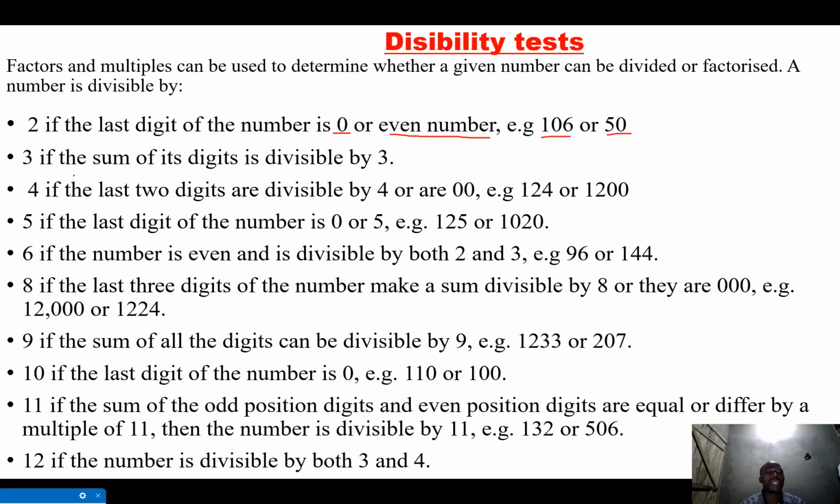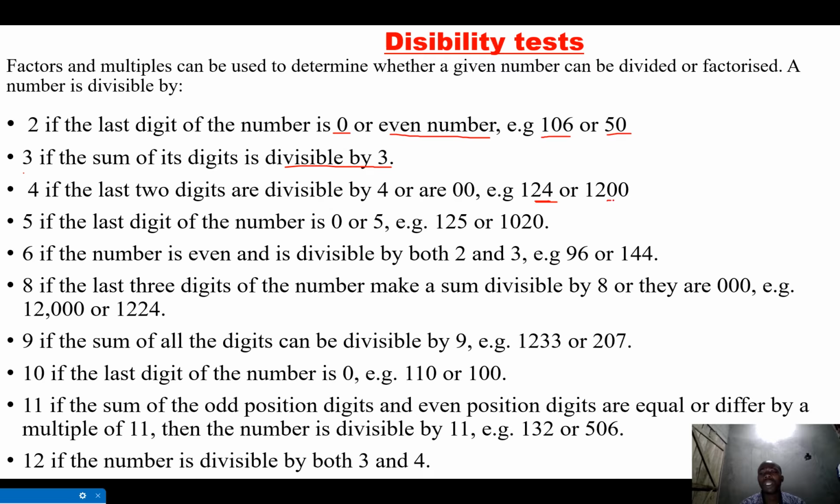Number 2, a number is divisible by 3 if the sum of its digits is divisible by 3. So if you add the digits and you find a number which is divisible by 3, then that number is also divisible by 3. Next, a number is divisible by 4 if the last two digits are divisible by 4 or are 0, 0, e.g. 124. Because the last two digits, 24, are divisible by 4, the other digits you attach will still make a number divisible by 4.